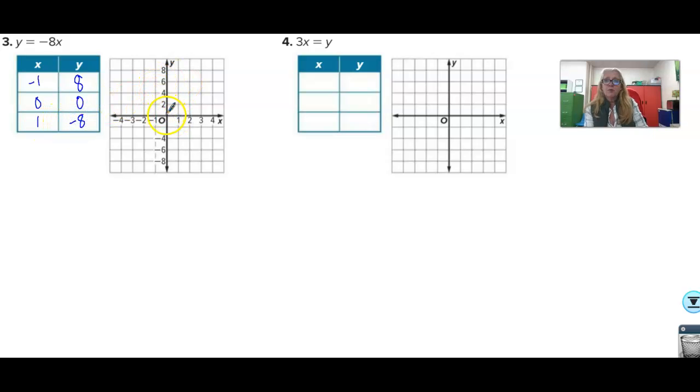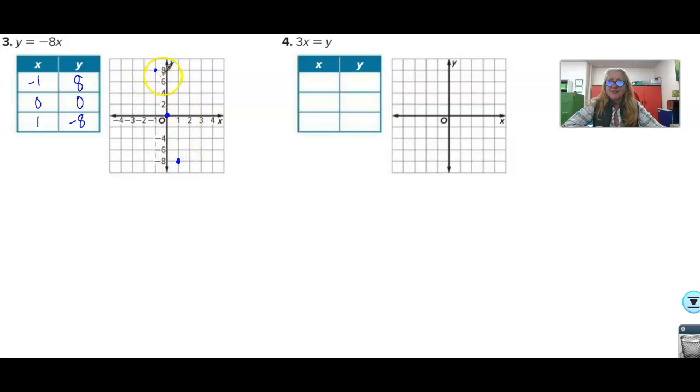Now we can graph these points. Notice that the x-axis is graphed by 1, 2, 3, 4, but the y is 2, 4, 6, 8. So be careful when you're graphing. -1, 8 would be right here. 0, 0 would be right here. And 1, -8 would be right here.